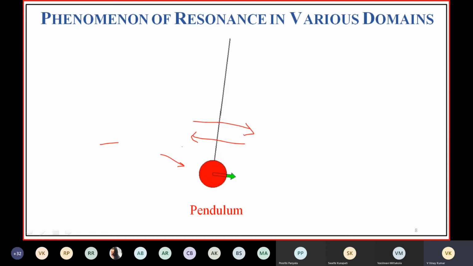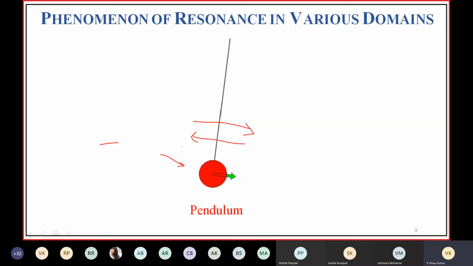Continuous pushing at regular intervals of time will cause an increase in the motion of the pendulum. If you give regular or periodic pushes, then you can increase the motion of this pendulum. I mean, if regular pushes are given to the pendulum, its motion can be built up enormously. That is, you can increase the motion of this pendulum by giving periodic pushes. It means those periodic pushes have a frequency.